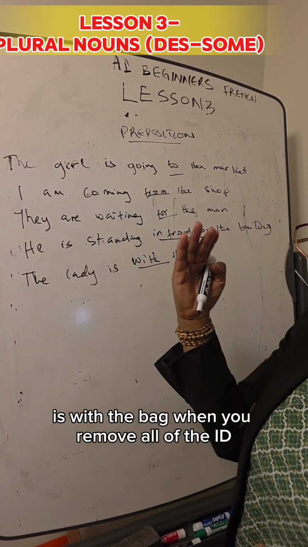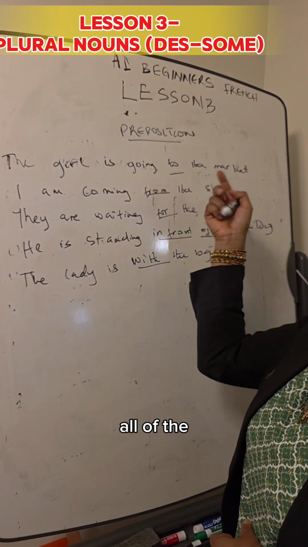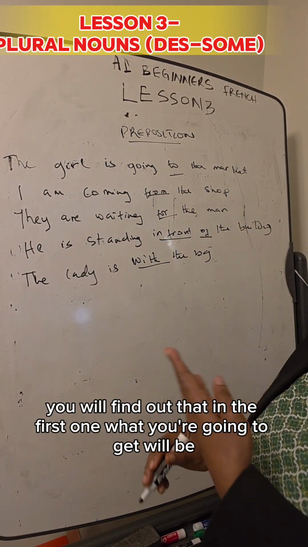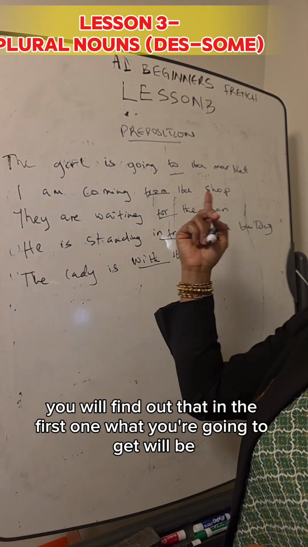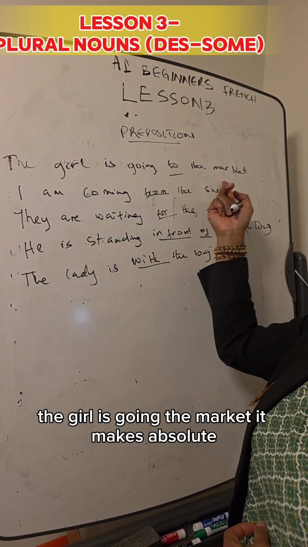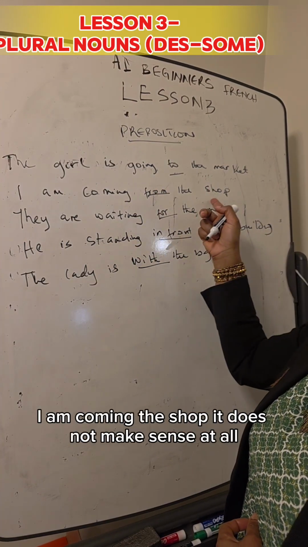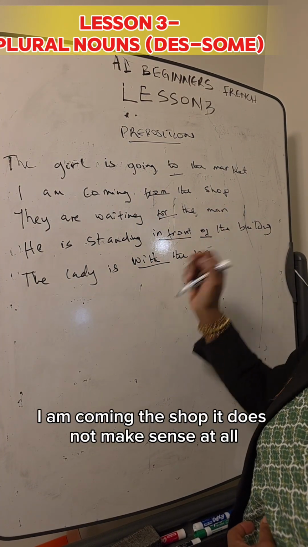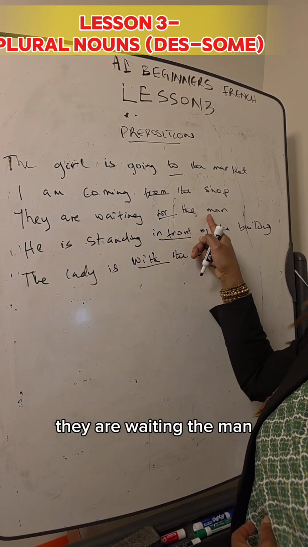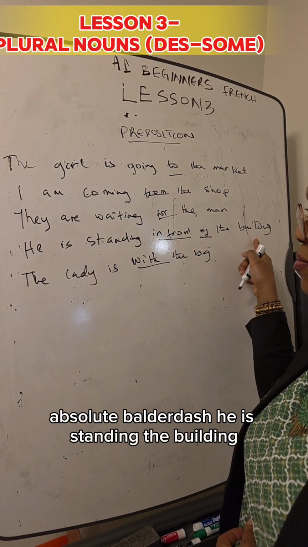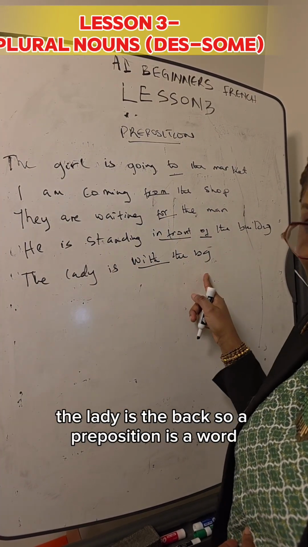When you remove all of the underlined identified words from these sentences, you will find out that in the first one, what you're going to get will be the girl is going the market. It makes absolute zero sense. I am coming the shop. It does not make sense at all. They are waiting the man. Absolute balderdash. He is standing the building. The lady is the bag.